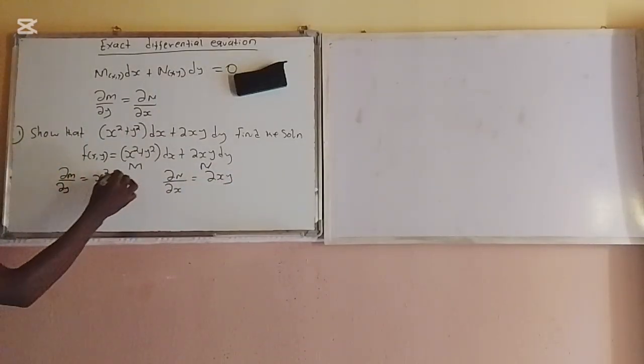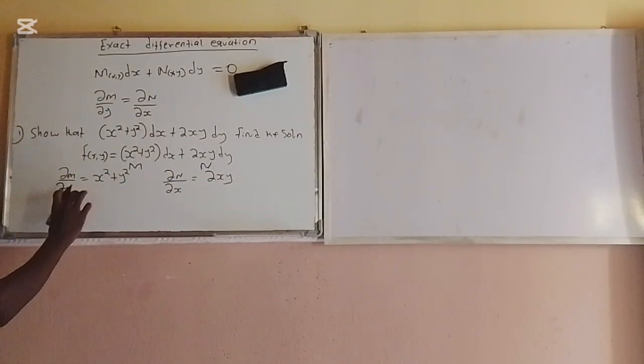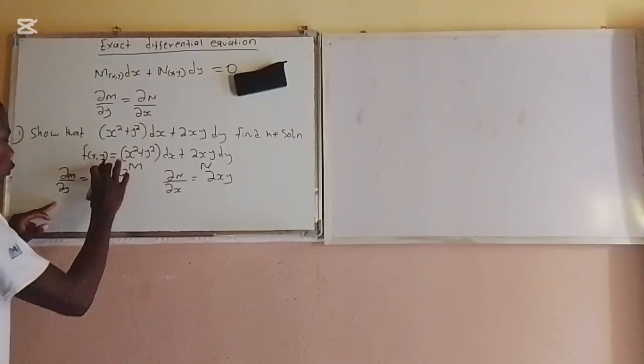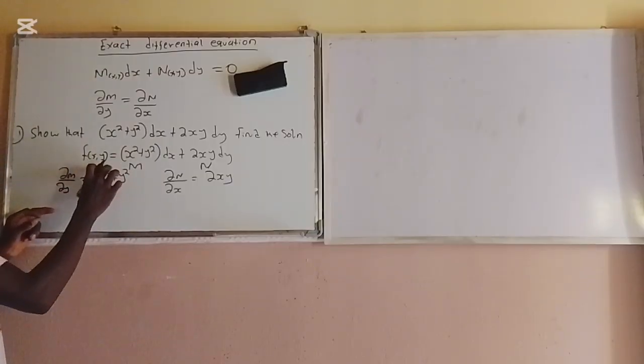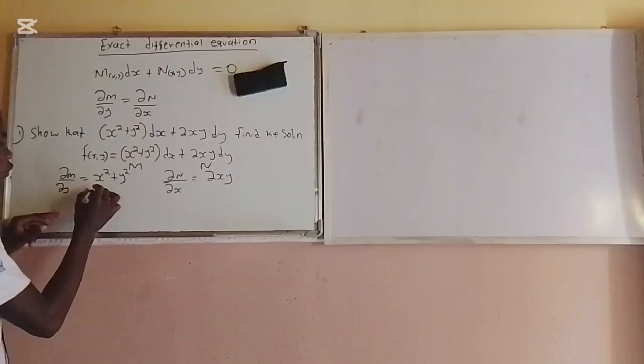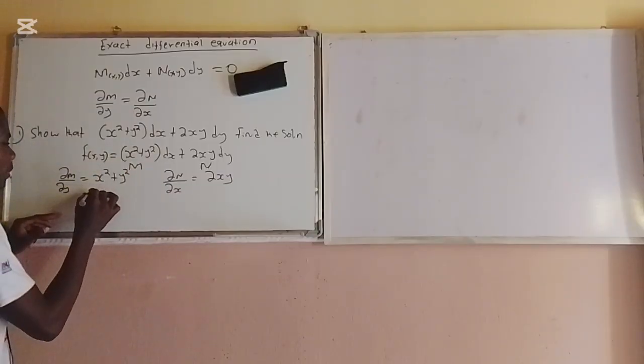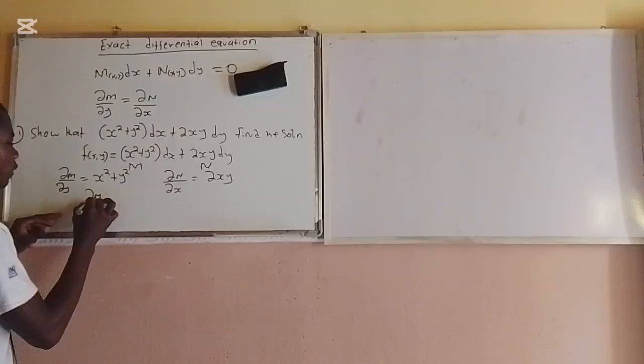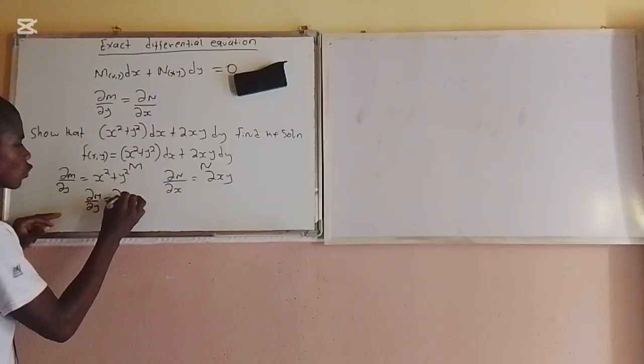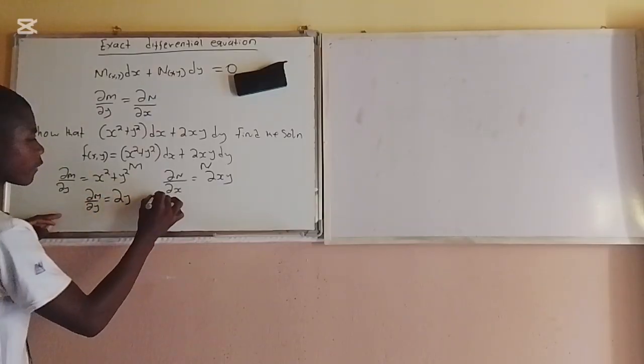So I have to differentiate this with respect to y. If I differentiate with respect to y, the x squared should be kept as a constant, so therefore it will be 0. The derivative of y squared is 2y. So the partial derivative of M with respect to y is now 2y.